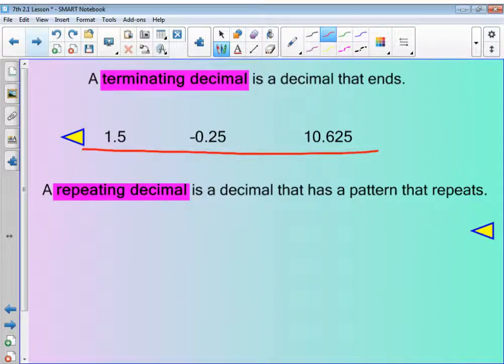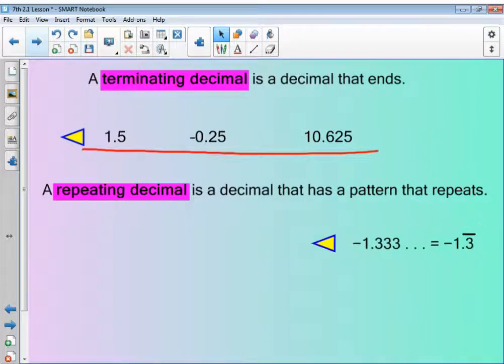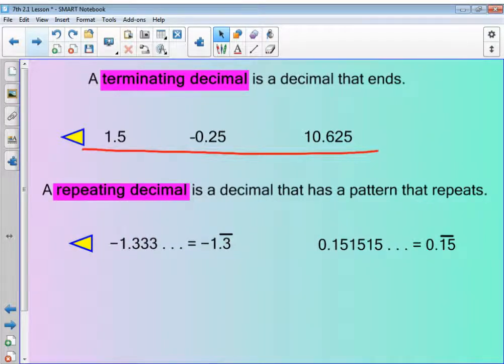Another example is a repeating decimal. So a repeating decimal is one that has a pattern that repeats, or it continues in that same pattern. So here are some examples of repeating decimals. So if we had negative 1.3333, and then these little dots mean, hey, it's continuing in that pattern forever. Well, we would write that out as negative 1.3 with the repeat bar over the number that repeated, okay?